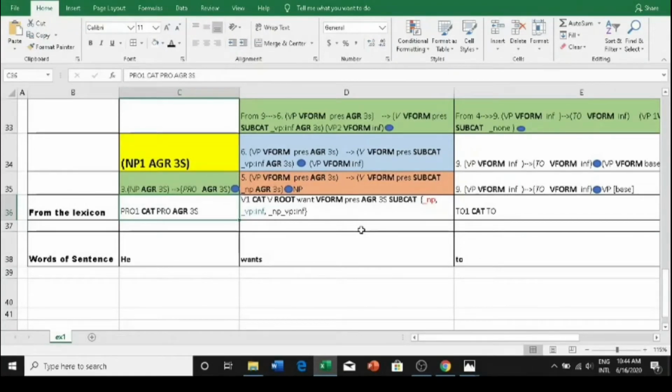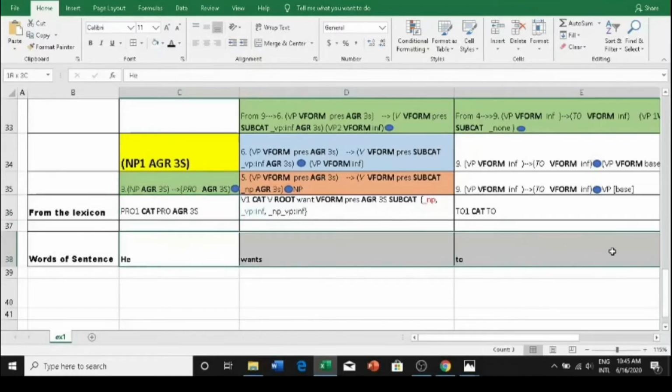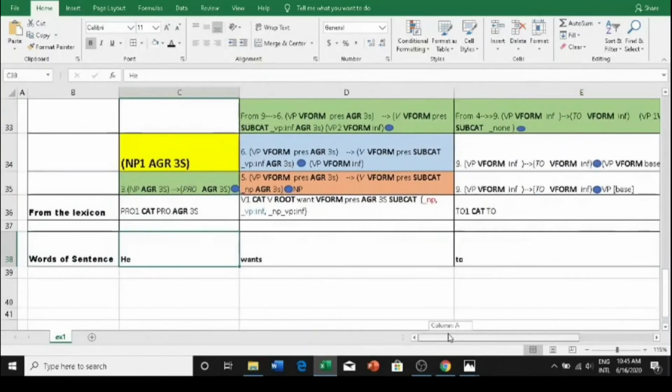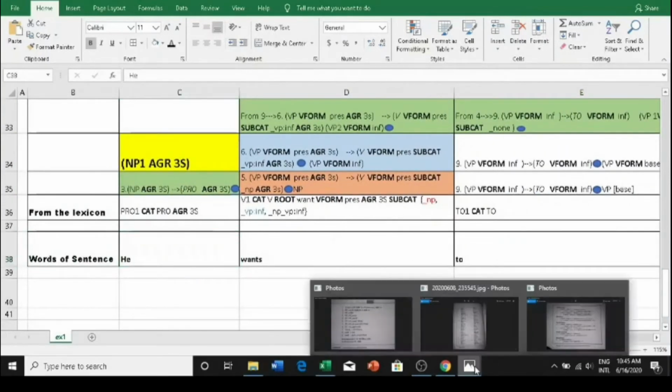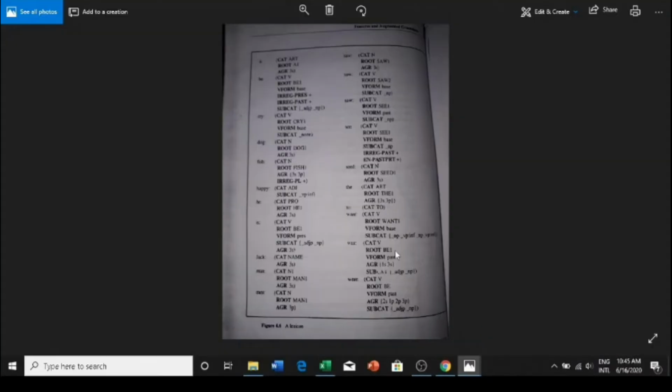Now we will see how we can parse a sample sentence using augmented grammar using the table introduced earlier. As a first step, you have to write the sentence in the bottommost row, word by word in each column. Once that is done, what you need to do next is look up the lexicon. You might be remembering this lexicon entry. It was already shared with you from the textbook Natural Language Understanding by James Allen, that is figure 4.6.